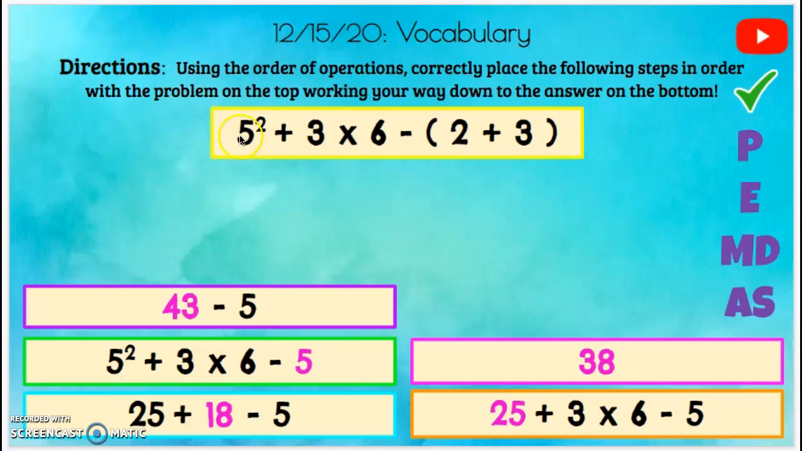We have 5 squared, or 5 to the second power, plus 3 times 6 minus, in parentheses, 2 plus 3, end parentheses. All right, so the first thing we need to figure out is, well, please excuse my dear Aunt Sally. Now, our first part we need to do is these parentheses. Do we have any parentheses? Yes, we do.